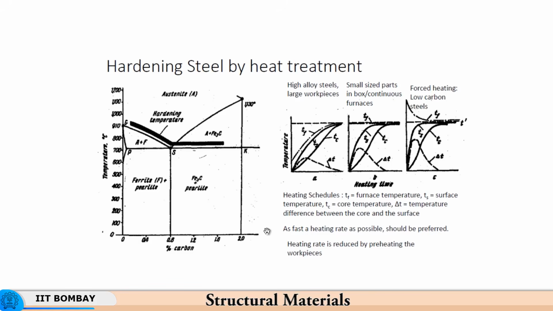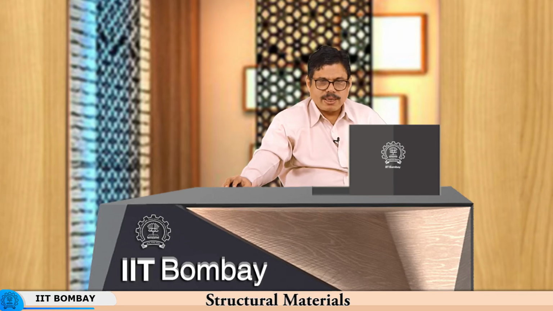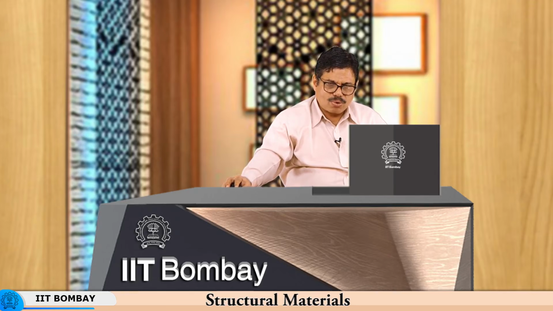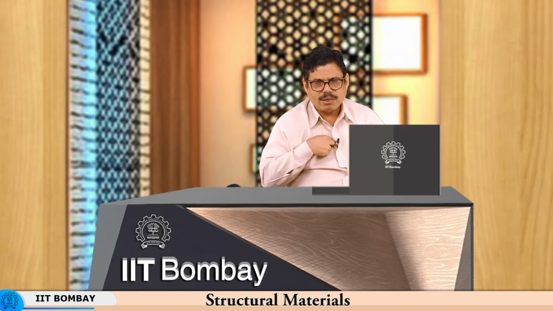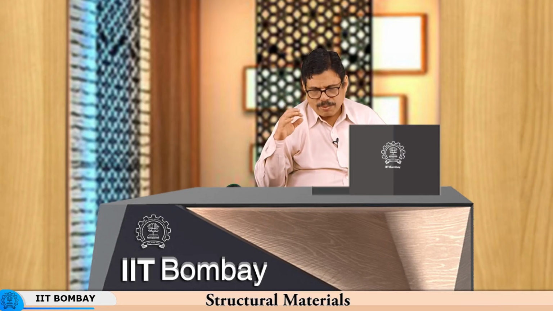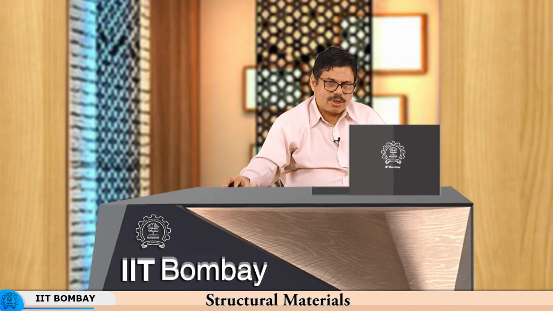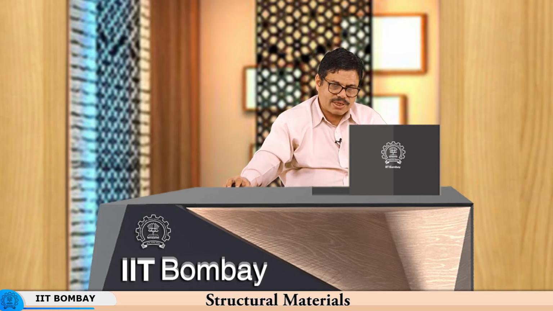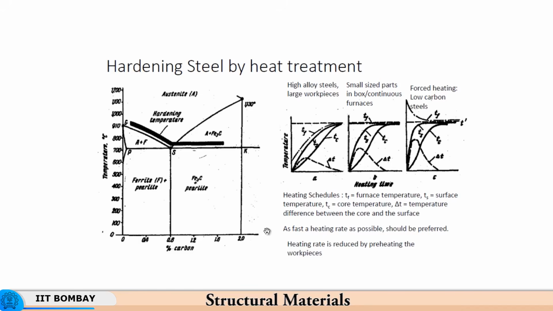If we take small size parts, where the cross section is relatively small, the difference in the temperature between the core and the surface does not get sustained for too long a time. So, for the large part, for example, you have to reheat the furnace very slowly to the heat treatment temperature. Here the furnace can be maintained at a constant temperature. The part is charged at that temperature, and then the part rapidly acquires that temperature. So, the heating rate here is much greater than the heating rate over there.